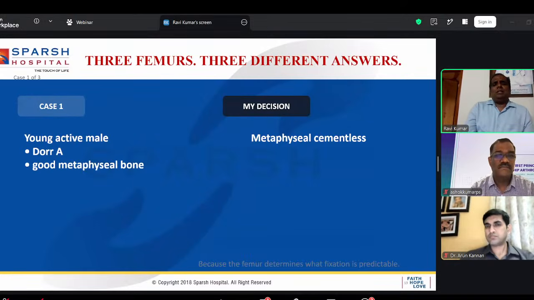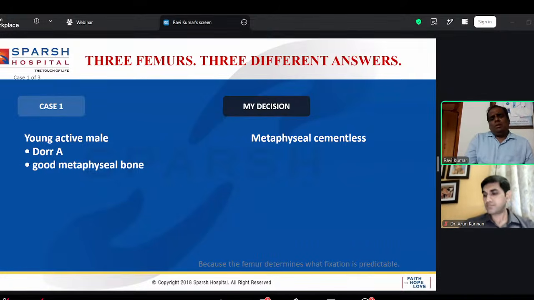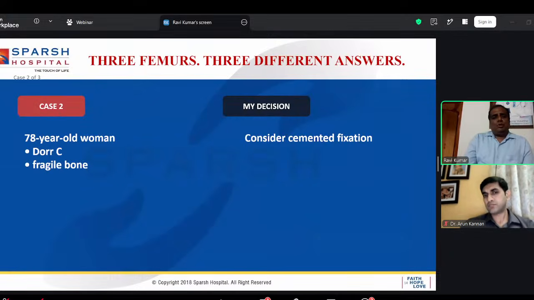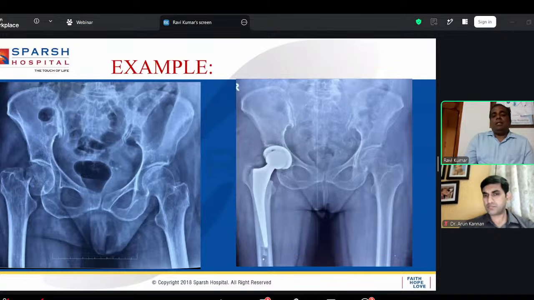Let's go one by one with examples. Case 1, young active male, Dorr A, good metaphyseal bone. With the background of what we studied in the previous slides, I think a cementless metaphyseal fixation stem will be better. In this case, we've done the same and the patient is doing well. Case 2, 72-year-old woman, Dorr C, fragile bone. So here, either I will use a collared neck or I'll use a cemented fixation. In this case, we've done a cemented fixation, and the patient is doing very well.